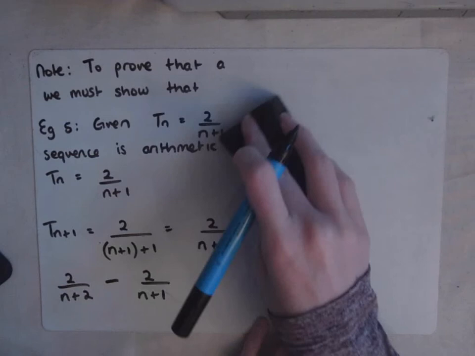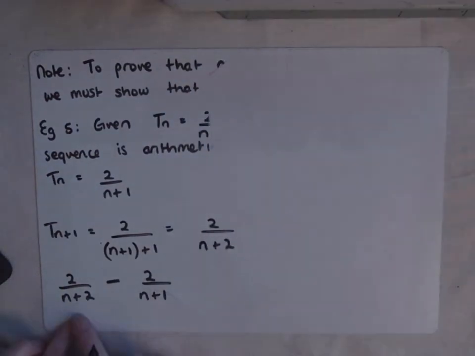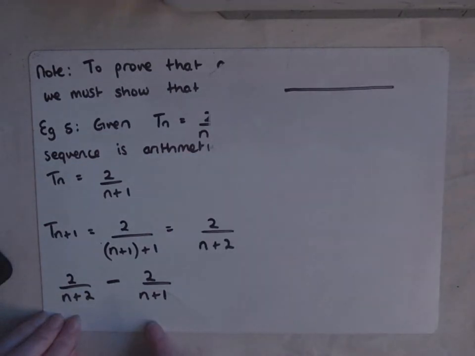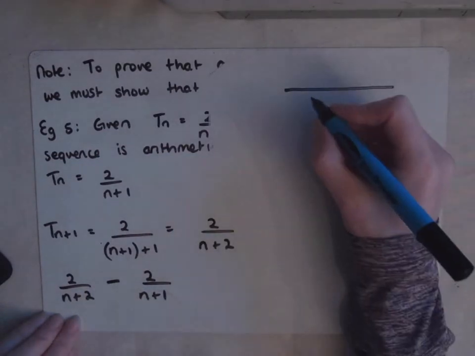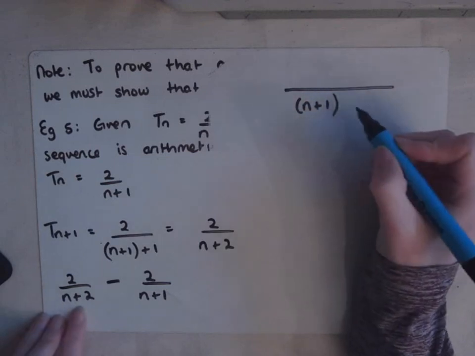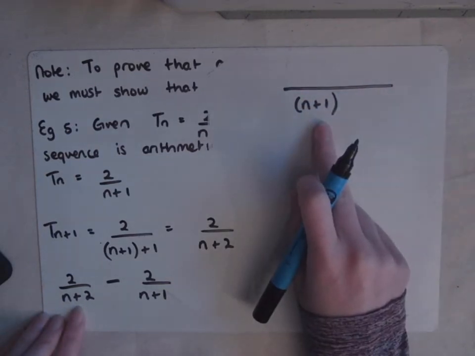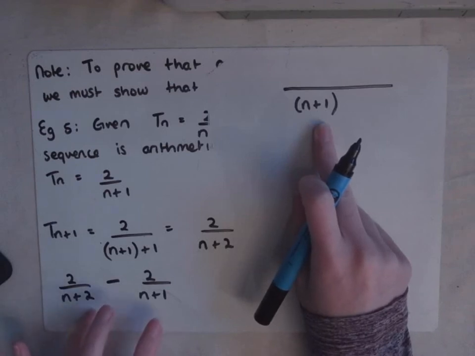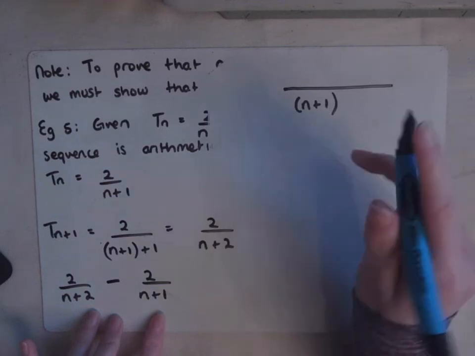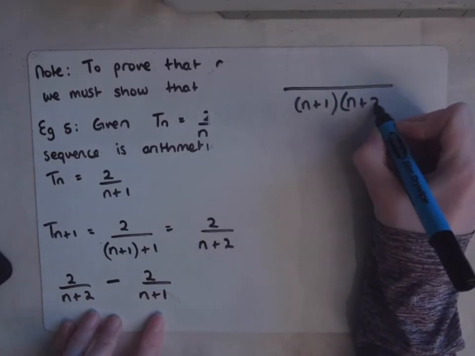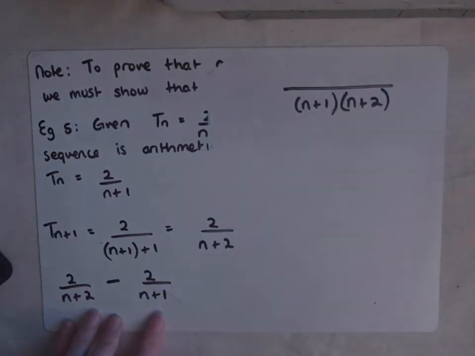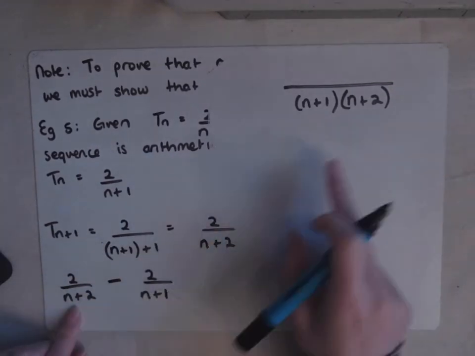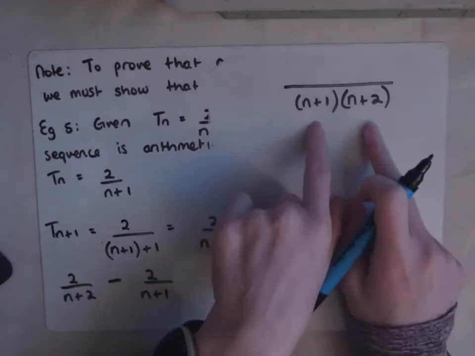Common denominator. Thank you. Lovely. I need to get a common denominator. What's my common denominator going to be? N plus 1 by n plus 2. Remember, I need to account for everything on the bottom line. N plus 1 goes in there, n plus 2 goes in there, so they're both able to go in.